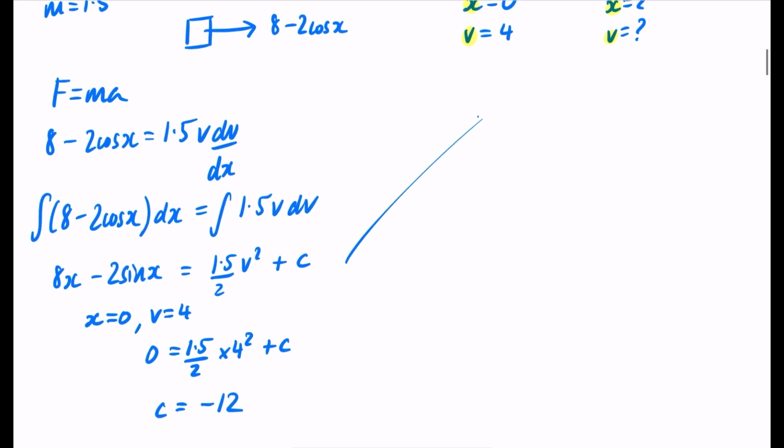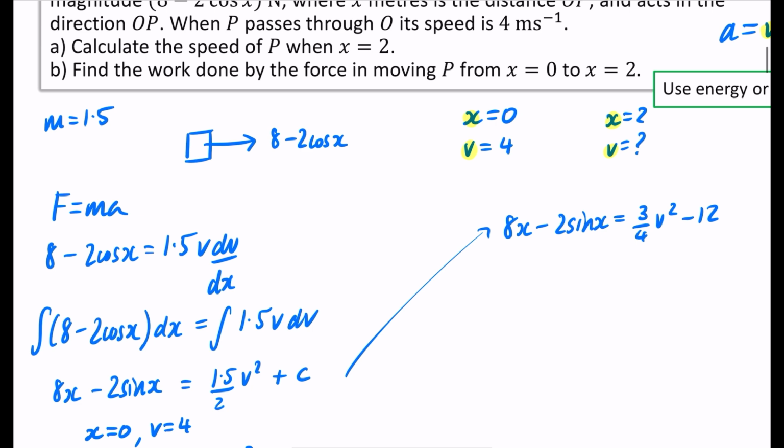So I'm going to take this equation, which is 8x minus 2 sine x, and that is going to be equal to 1.5 divided by 2, that's 3/4, that is 3/4 v squared minus 12. Now we're trying to find out the speed of P when x equals 2. So x equals 2, I'm going to find out what v is equal to. So it's going to be 8 times 2 minus 2 sine 2. I'm going to add on the 12, and that's equal to 3/4 v squared.